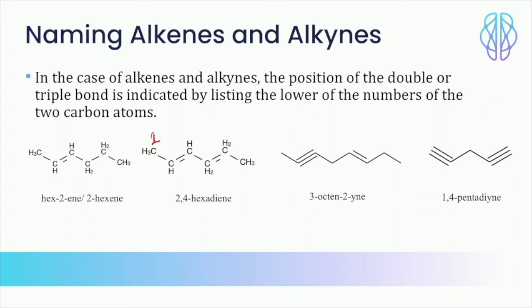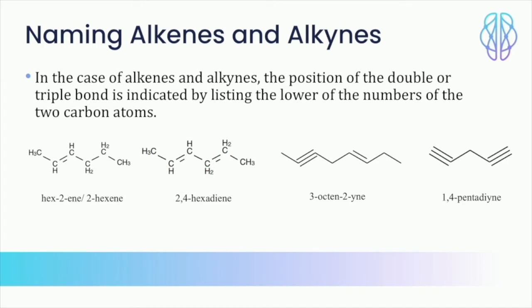Now we need to number them. 1, 2, 3, 4, 5, 6. And if we go from right to left, 1, 2, 3, 4, 5, 6. Like I said, you assign the first possible number. So it's on the second and the fourth carbon going from left to right, and it's on the third and the fourth carbon going from right to left. These add up to give you a total of 7. These add up to give you a total of 6. 6 is lower than 7, so we go from left to right. Simple. How do we name it?